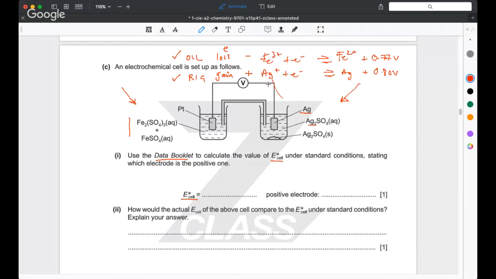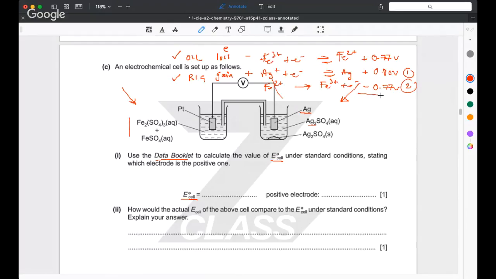So we swap that around, and you have Fe2+ going to Fe3+ and an electron. And because we've changed the direction of that, the electrode potential now is 0.77 volts. So we've changed the direction of that reaction there. And then we can now add that equation and that equation together.